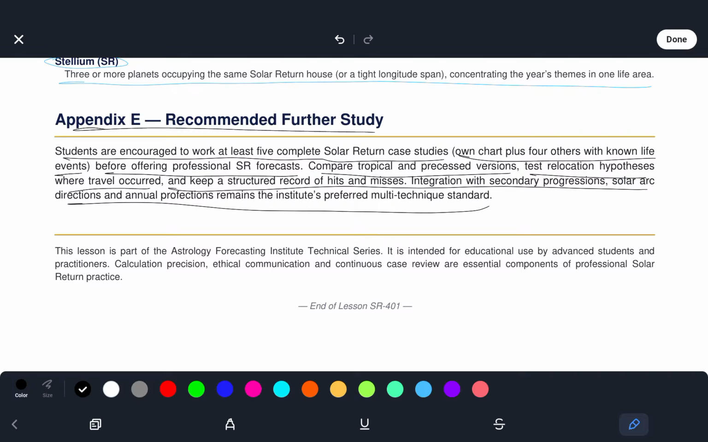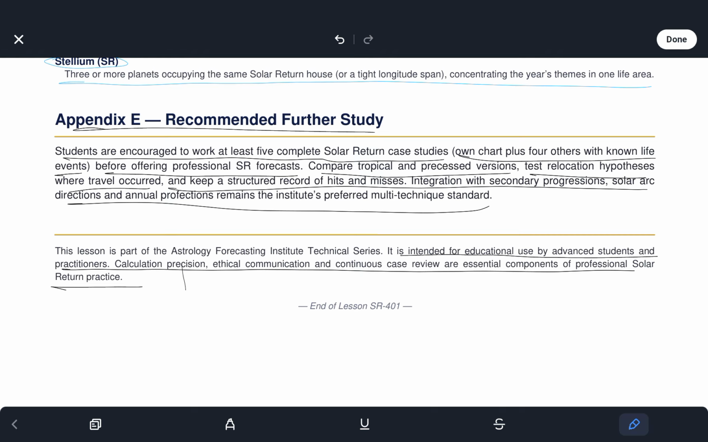Alright, this is intended for educational use only. Calculation precision, ethical communication, and continuous case review are essential components of professional SR practice.